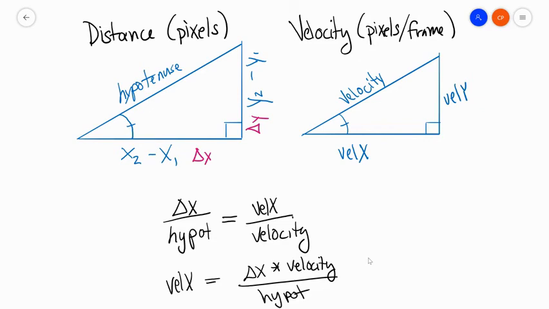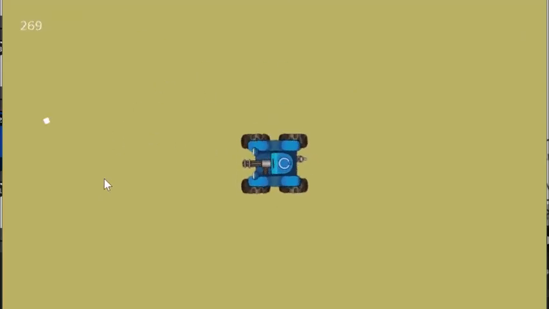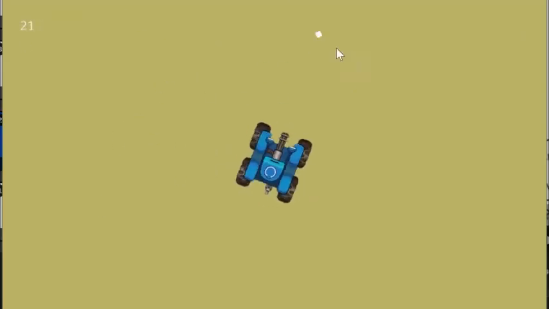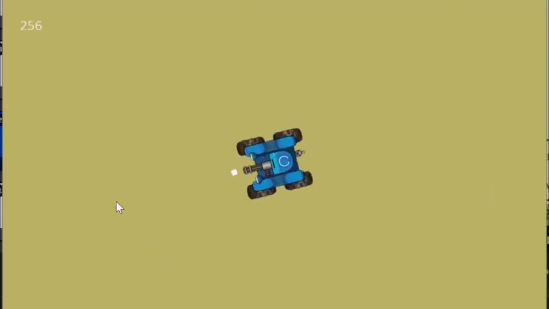So using simple geometry, you can calculate the velocity in the X direction and the velocity in the Y direction so that your projectile has a consistent velocity whenever it's fired in the direction of the mouse.